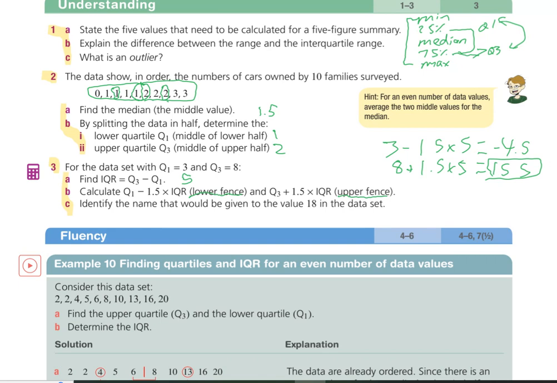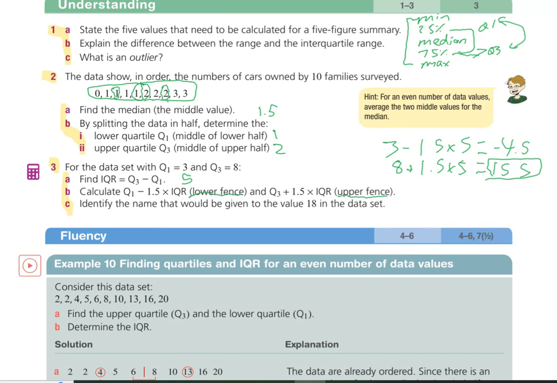That's the Q3 value. So for a data set with Q1 equals 3 and Q3 equals 8, find the interquartile ratio. The interquartile ratio is Q3 take Q1, as it says there. 8 take 3 equals 5.